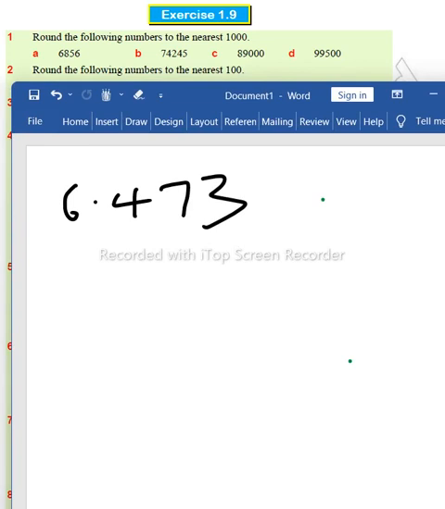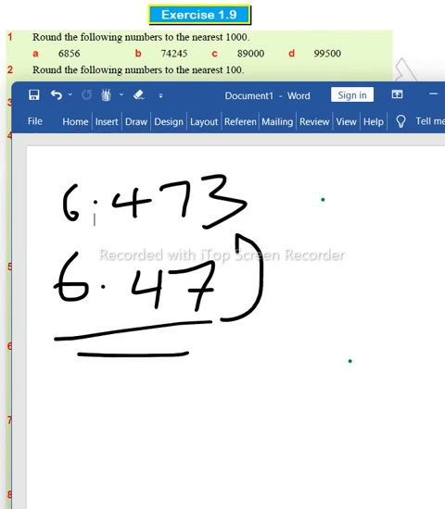So the second decimal place of this number is 7, and the number next to 7 is 3. 3 is less than 5. So we round this number like this: 6.47. This is two decimal places for this number.